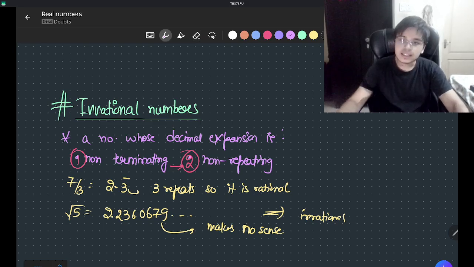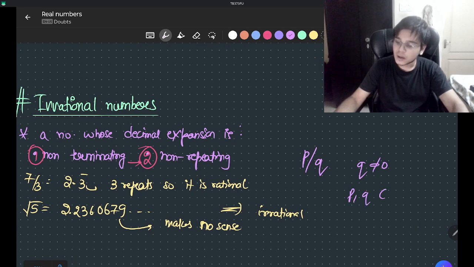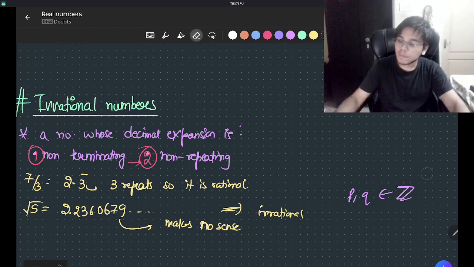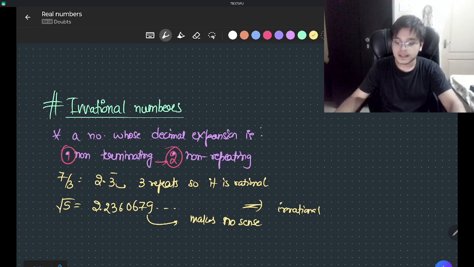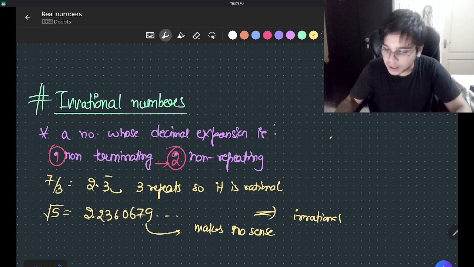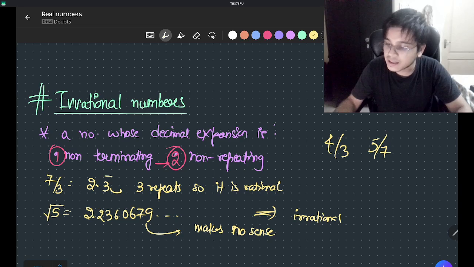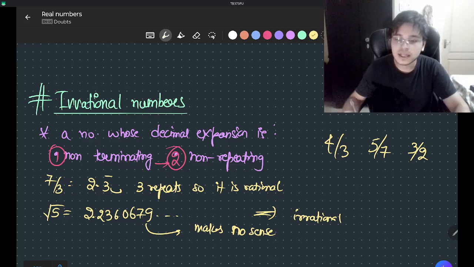A rational number is a number which can be represented in the form of p by q, where p and q are co-primes and q not equal to 0. p, q belong to integers. What are co-primes? Co-primes are the numbers which have their highest common factor, the only common factor, as 1. For example, 4 by 3, 5 by 7 and 3 by 2, whatever. These are co-primes.